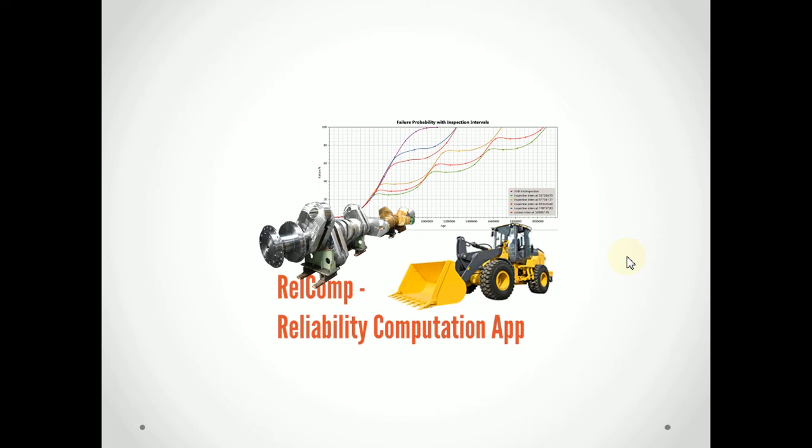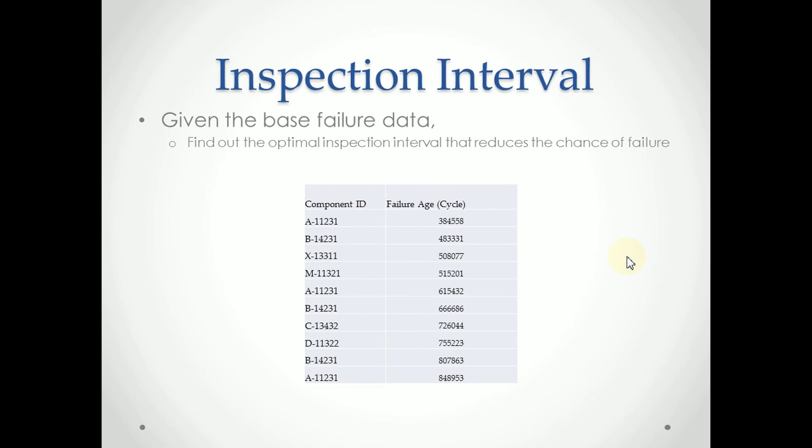In this video, we will be demonstrating how to arrive at the right inspection intervals for your designs. The challenge here is, given the base failure data, find out the optimal inspection interval that reduces the chance of failure. To start with, we copy the data from an Excel sheet and paste it into our application.